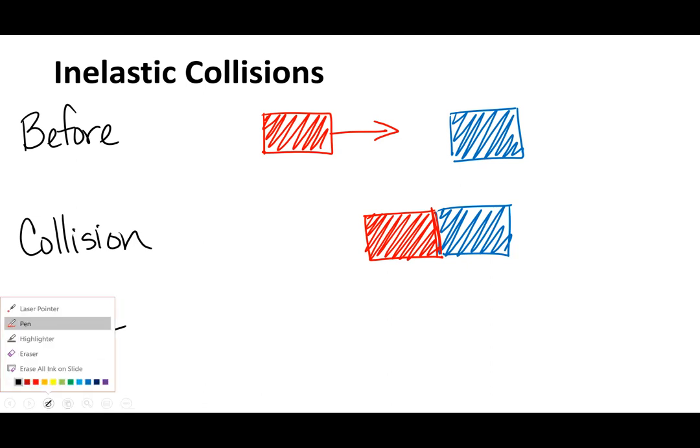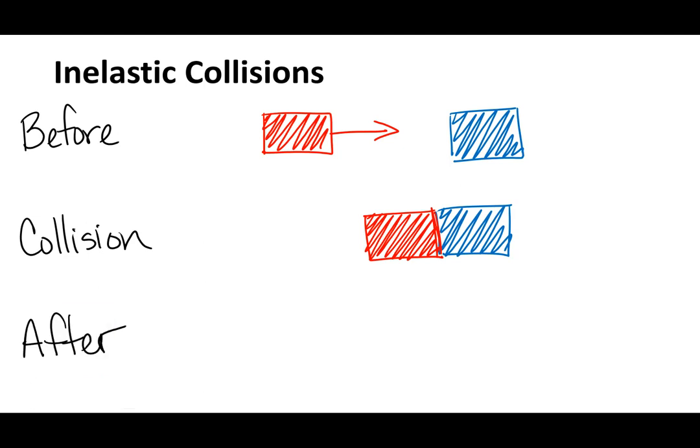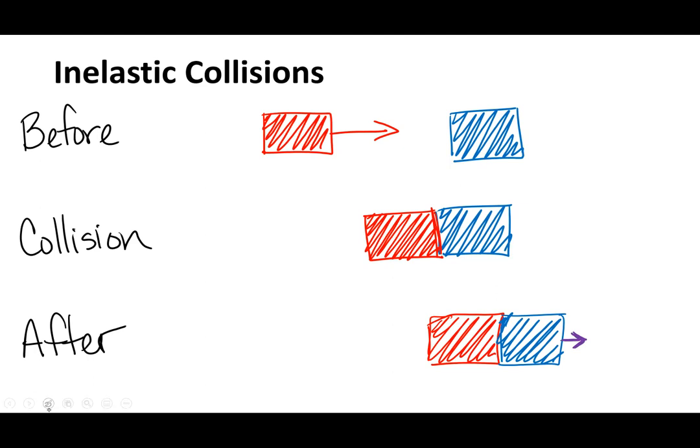And then after they hit, the red and the blue stay together. So there's red, and then here's blue. And as they move together, they will be going slower than the red was initially. It's that whole conservation of momentum.